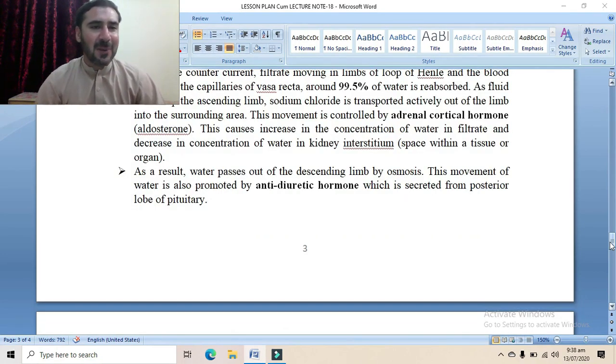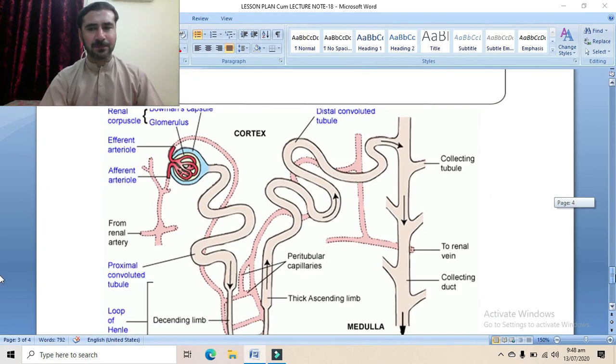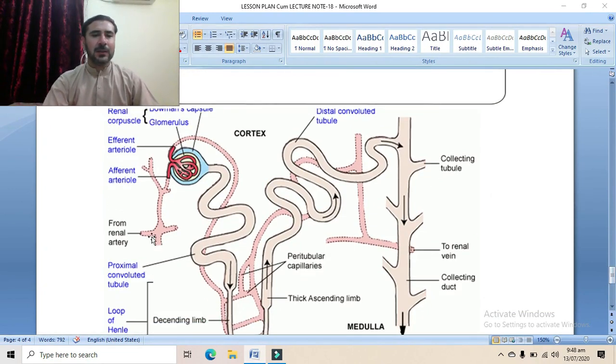So this is all about today's lecture. Now look at this diagram. This is the efferent arteriole. This efferent arteriole enters into this Bowman capsule. Through this arteriole, the blood is supplied to these tuft-like capillaries, the glomerulus. Now this blood is supplied through high pressure.